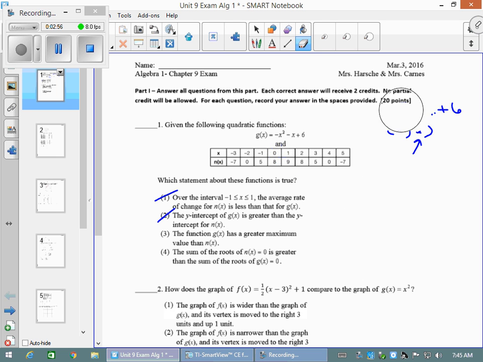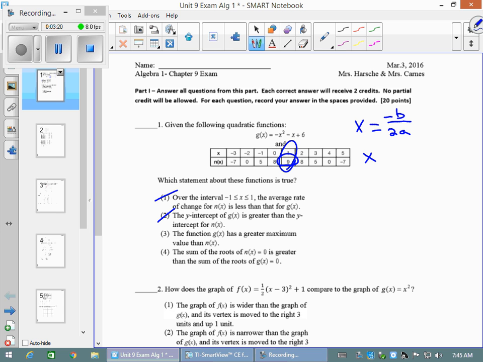So is the y-intercept of g of x greater than n of x? Well, no, because g of x is 0, 6, and n of x is 0, 8. So that's not true. Choice 3: the function g of x has a greater maximum than n of x. So if I look at the table for n of x, I can see where the maximum is by following the pattern. So when I look at the pattern, I should see that the maximum point is 1, 9, so the maximum value would be that.